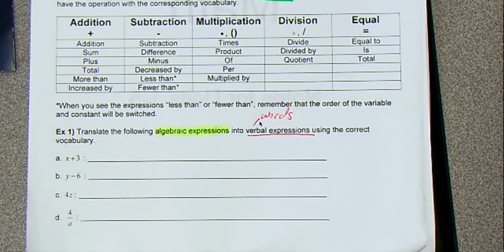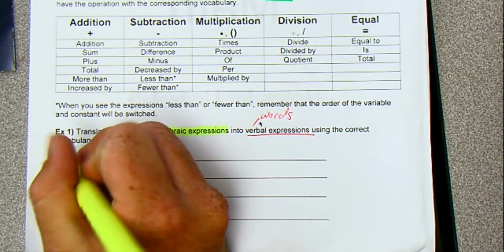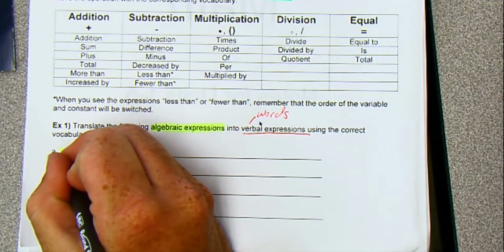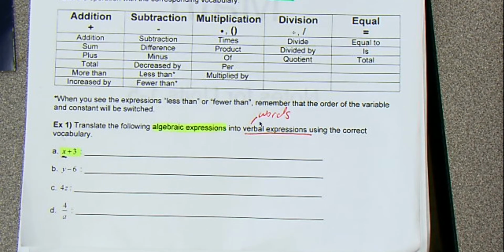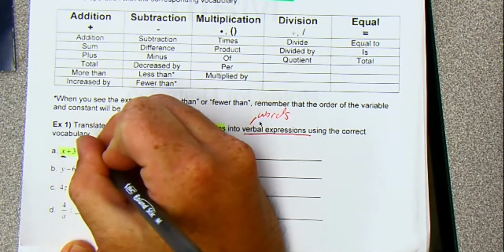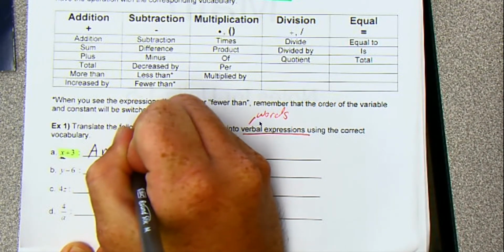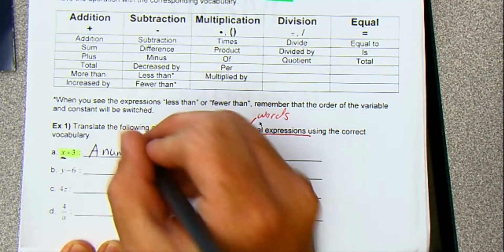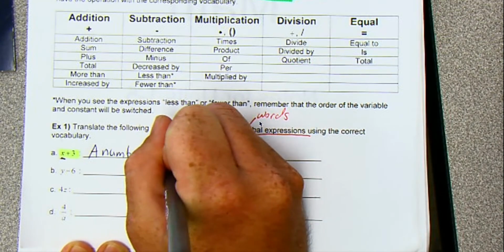Here we have example 1, letter A. It says x plus 3. This is an algebraic expression. It has a constant, it has an operation, an addition sign, and it has the variable x. We need to put that into words. Anytime we see a variable, remember, the letter is a variable. It stands for a number. So we're always going to put a number, and then a comma, and then we name what the variable is. In this case, it's x. So it's a number, comma, x, comma.